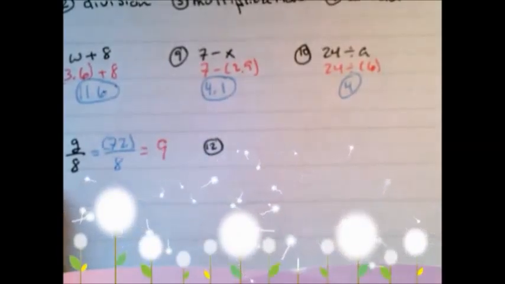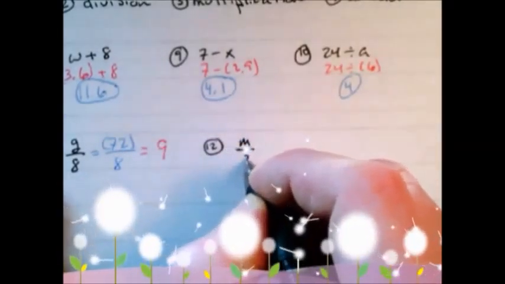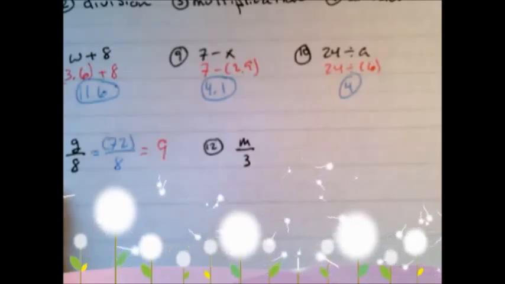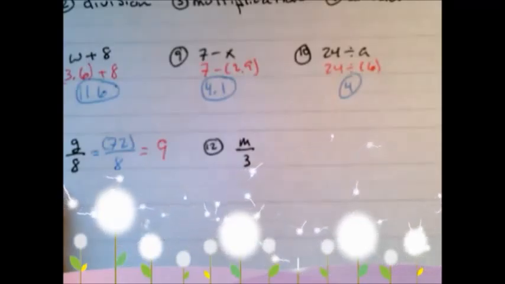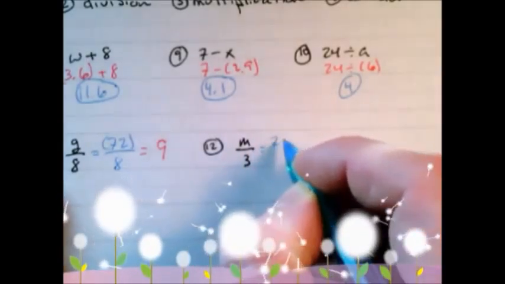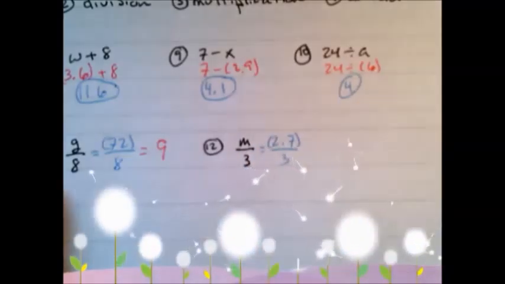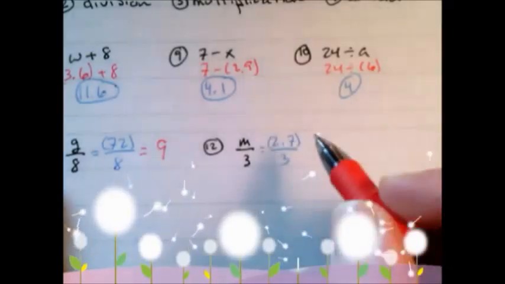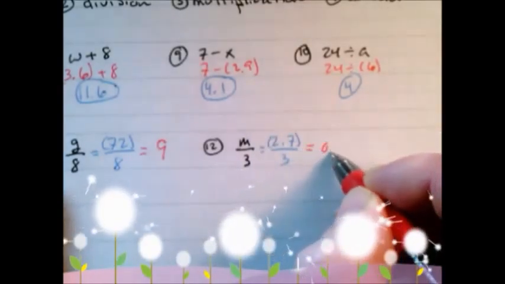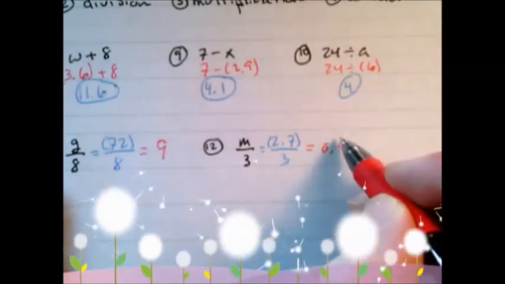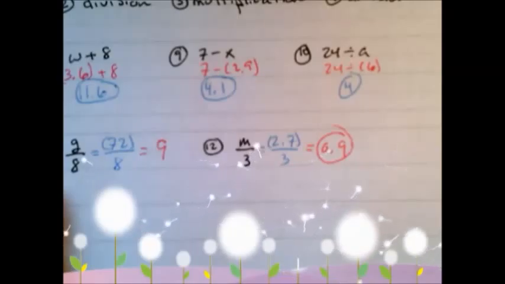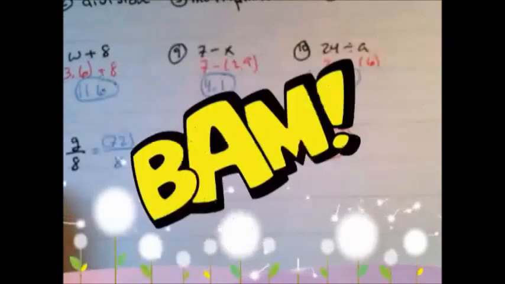Alright, next up, we've got number 12. Number 12 says m divided by 3. We're going to evaluate that for m equal to 2.7. So we're going to replace the m with a 2.7 divided by 3. Then we just go ahead and do the math. 2.7 divided by 3 is 0.09. Bam!